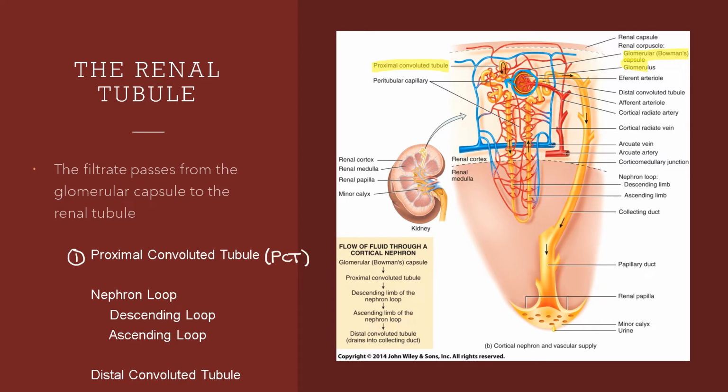Then next is the nephron loop. This is also called the loop of Henle.